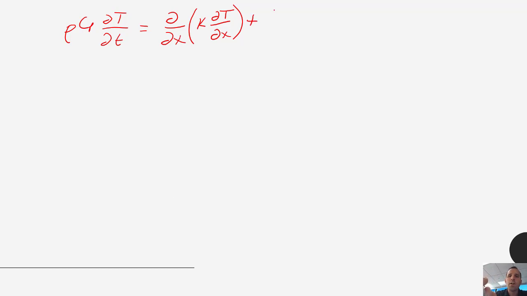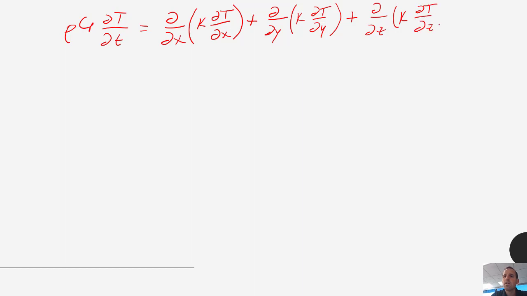Similarly for y and z, so there's the y, and here's the z, and then our q dot is just there by itself. So this is the final form of the heat equation in Cartesian coordinates. Again, it looks quite nasty, and those partial derivatives look intimidating, but trust me, stick with me for future lessons, and we're going to take this and break it down and make it much simpler.